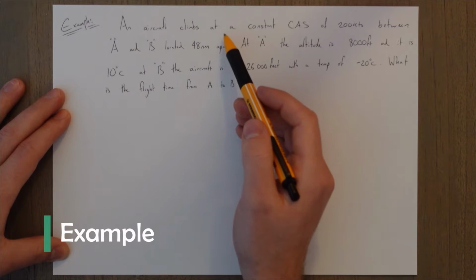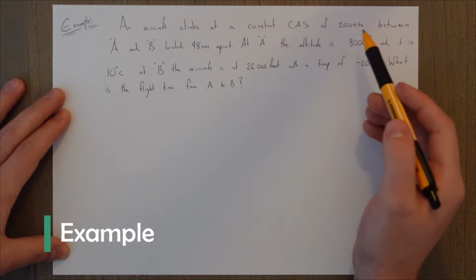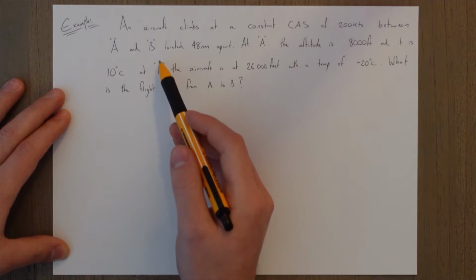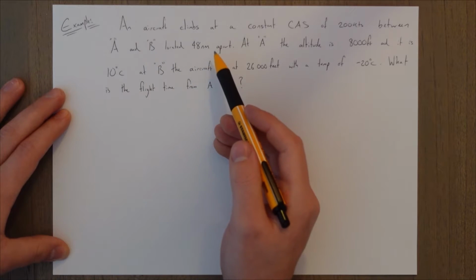So an aircraft climbs at a constant calibrated airspeed of 200 knots between A and B, which are located 48 nautical miles apart.